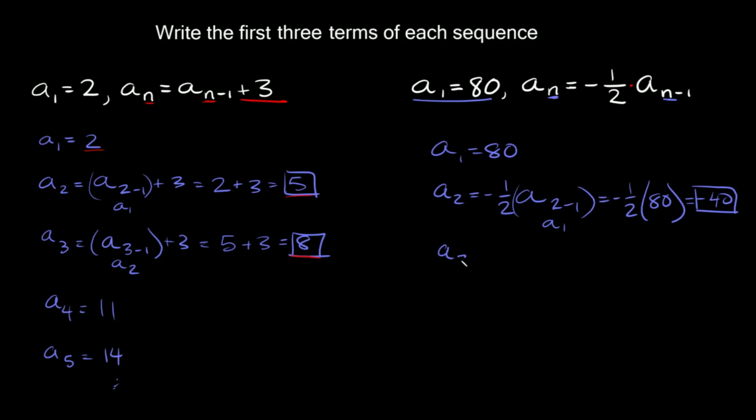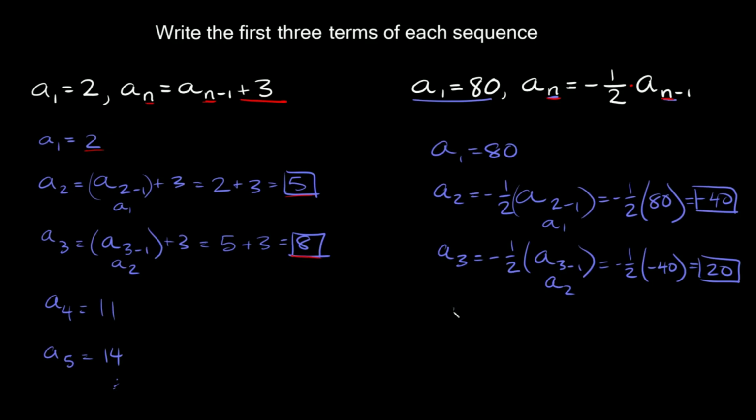Now a sub 3, same thing, just using this one right here. So we're going to plug in a 3 now. We're going to say a sub 3 is equal to negative 1/2 times a sub 3 minus 1. And 3 minus 1, that's equal to 2, so we just have a sub 2 right here. And a sub 2, we just found, is equal to negative 40. So here we really have negative 1/2 times negative 40, and that's equal to positive 20.